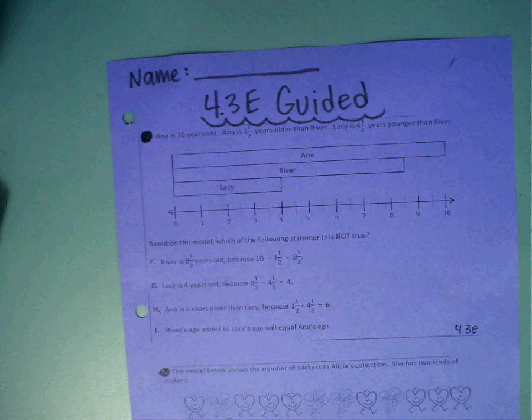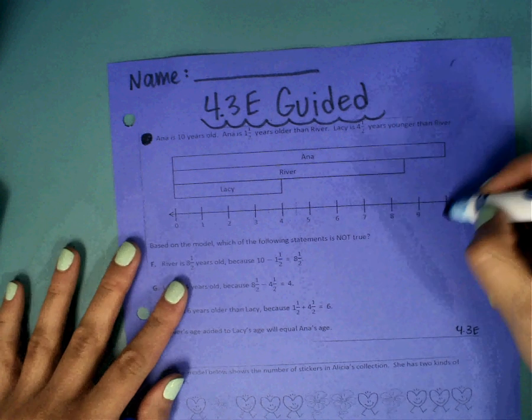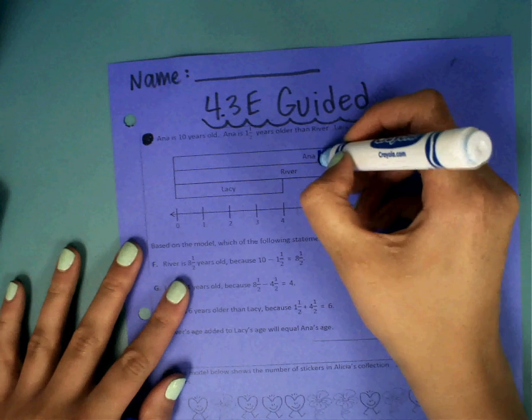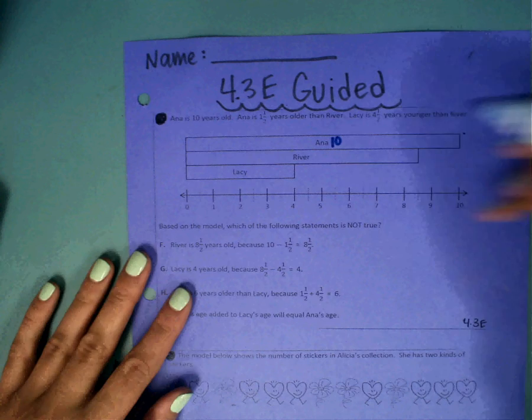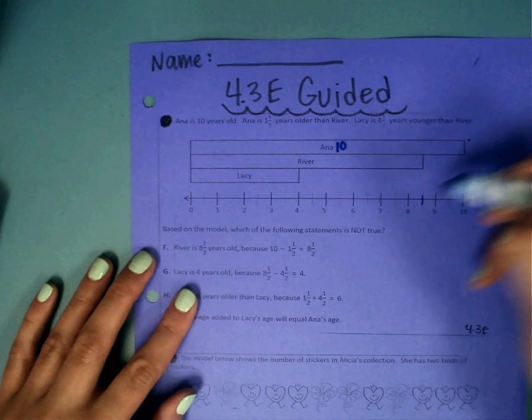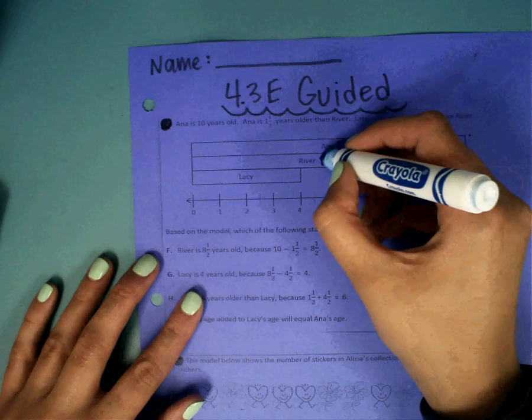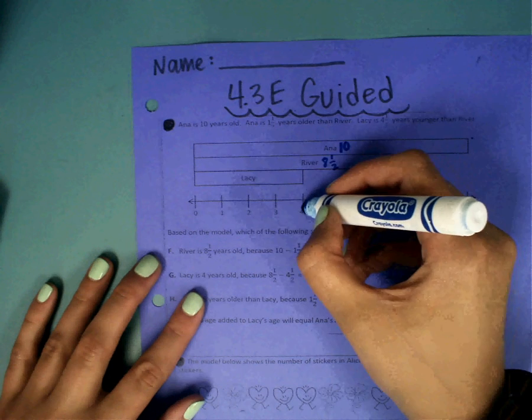Well, first of all, we can figure out how old each of them is. So first of all, we can just look at the number line. Anna is 10, right? Okay, River, let's see what she's lined up with. She's lined up with right here, which would be 8.5. And then Lacey's lined up with 4.